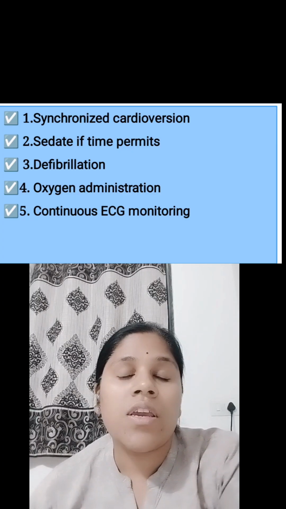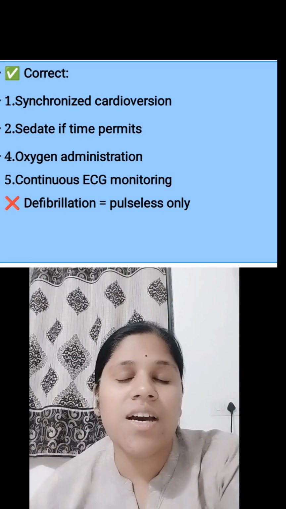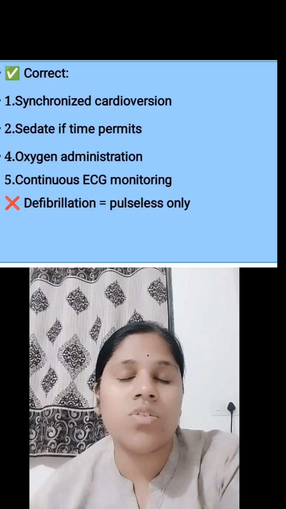So here options 1, 2, 4 and 5 are correct. Synchronized cardioversion is essential because the patient is having pulseful VT, but he is unstable, so cardioversion can be tried. Sedation is required because we are giving a shock, and sedation is given if time permits. And we have to give oxygen because once we give sedation, there might be compromise in the airway. So we need to plan the procedure.